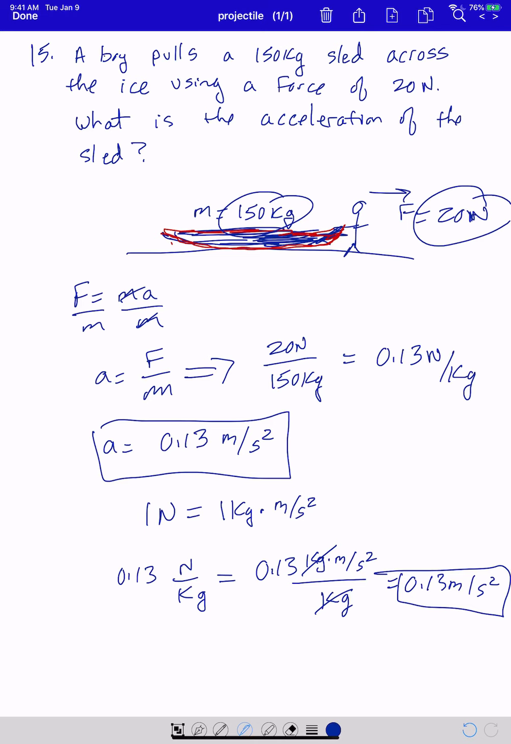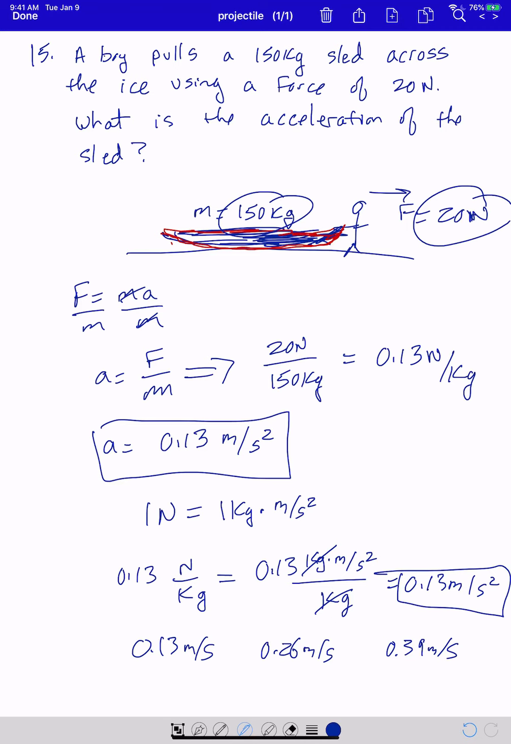So after 1 second, the sled is going 0.13 meters per second. After 2 seconds, the sled is going 0.26 meters per second. After 3 seconds, the sled is going 0.39 meters per second, and so on and so forth. Eventually, the kid's going to get tired. He's not going to be able to maintain this force of 20 newtons pulling on this sled. So eventually, he'll reach a point where he's not going to have any acceleration. If he has no acceleration, he can still have a velocity. The velocity just won't be going any faster.